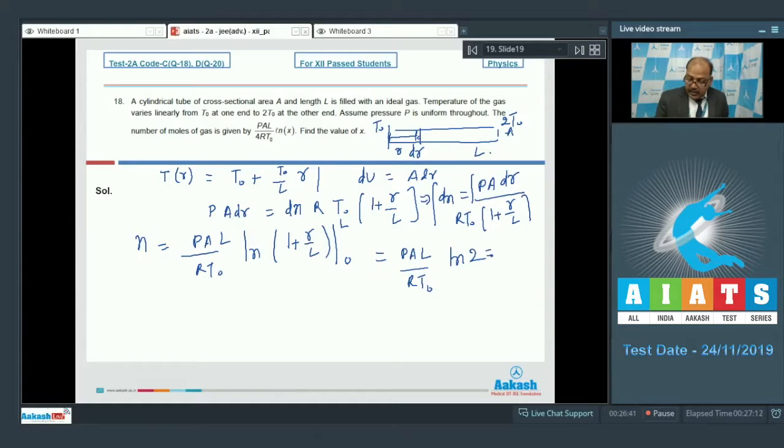Now if we compare it with PAL by 4 RT0 ln X, then value of X will clearly be 16. And why? Because 16 is equal to 2 to the power 4, and if I put X as 2 to the power 4, it will be 4 ln 2, and so it will match exactly. So answer to question 18 is 16. We can now go to the next question now.